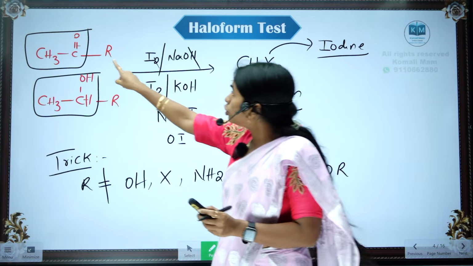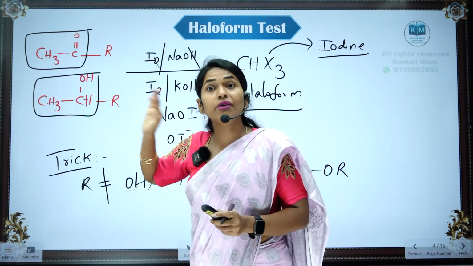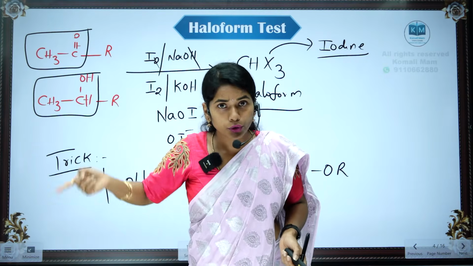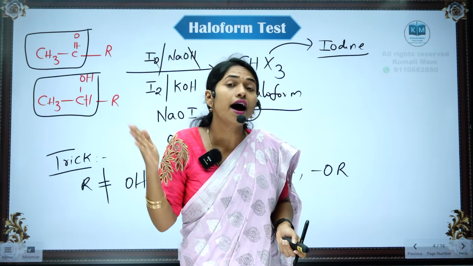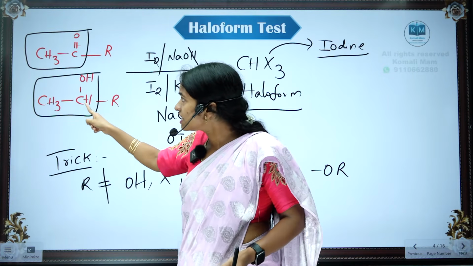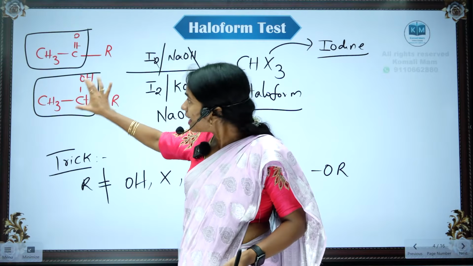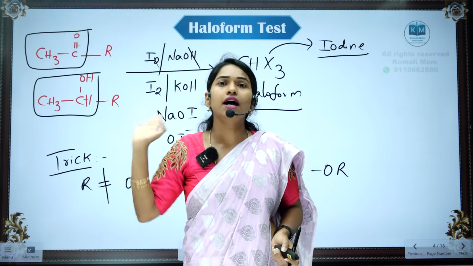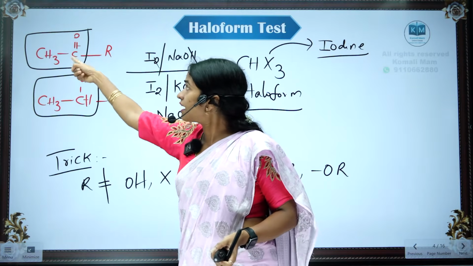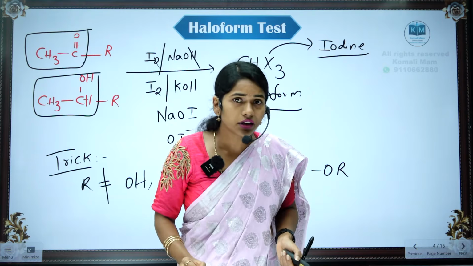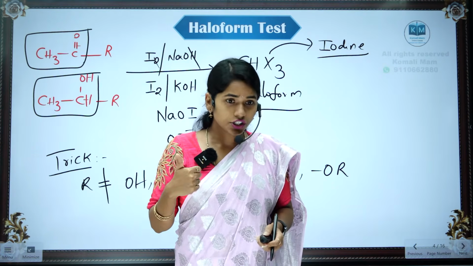These groups should not be there in this R place. If it is there, even though the CH3 C double bond O group is there, it doesn't give the haloform test. Got it? And the next one is CH3 CHOH. So the molecule which is having these groups gives a haloform test, but R should not be these groups. Acids and acid derivatives don't give this test. Crystal clear? This is about the haloform test.